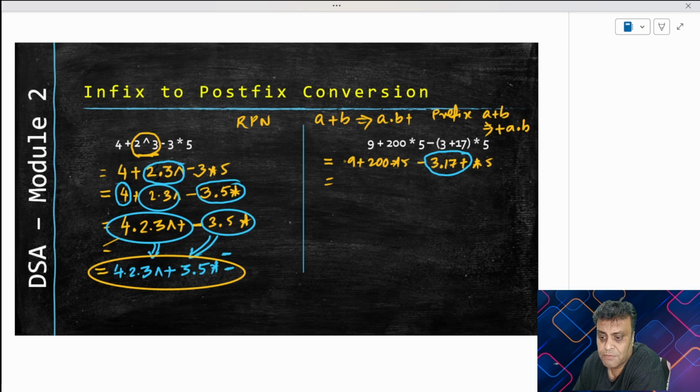So 200 star 5 is going to become 200.5, and then we will put a star. And then we will say that negative of this particular number, I'm sorry for this bracket, let me rewrite this. There should not be any brackets in RPN. So we are going to say 9 plus 200.5 star, and then we will say minus 3.17 plus star of 5. So that's what we will say.